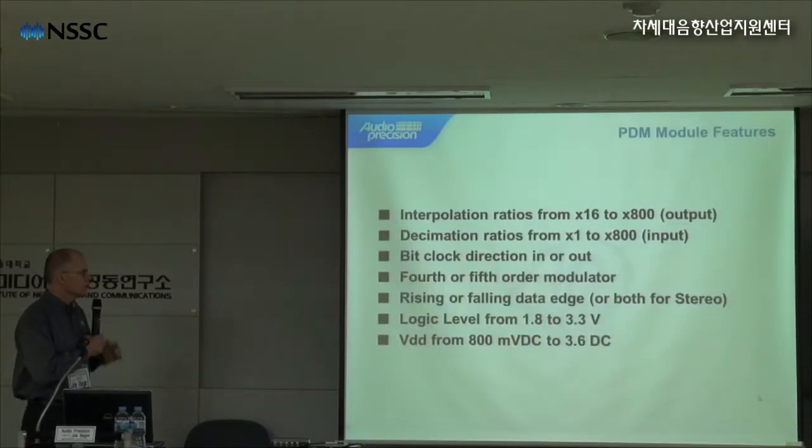We provide interpolation ratios from 16 times to 800 times on the output. We provide decimation ratios from 1 time to 800 times on the input. The bit clock direction can be in or out. There's a 4th order modulator or a 5th order modulator. And you can use the rising or falling data edge, or if you want to have stereo with 2 microphones, you can do both. Logic levels from 1.8 to 3.3 volts, and the VDD power from 800 millivolts DC to 3.6 volts DC.